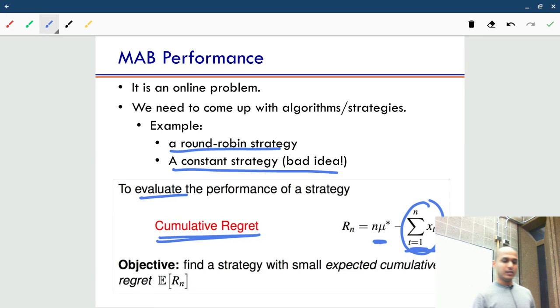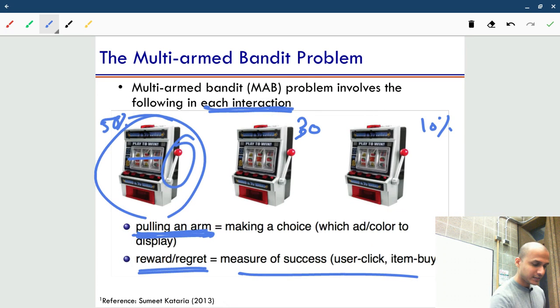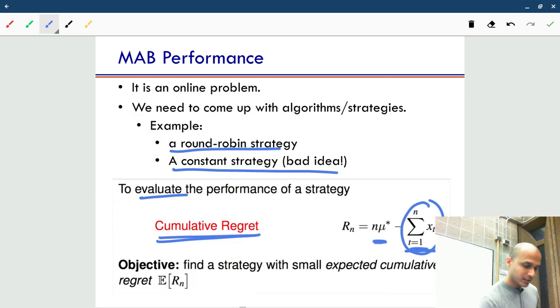If I knew the conversion rate for each website version, and think of these as websites, if I knew the conversion rate for the first website is 50%, then I would always show that. Why would I show the second website, because its conversion rate is only 30%? If I knew, I would always pick the first one. And the mean reward I get is mu star in each round in expectation. So n times mu star is the total reward I would have gotten if I knew the conversion rates.